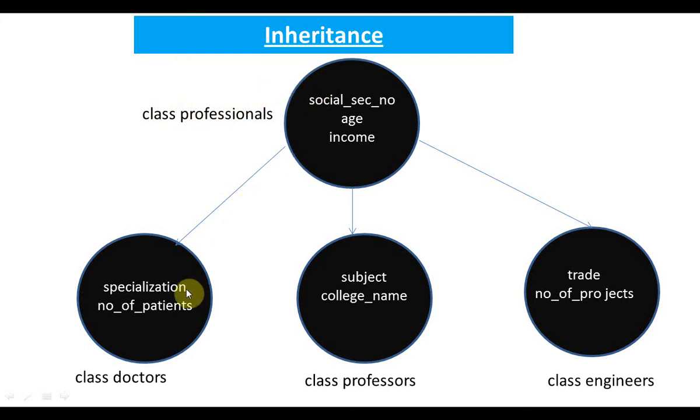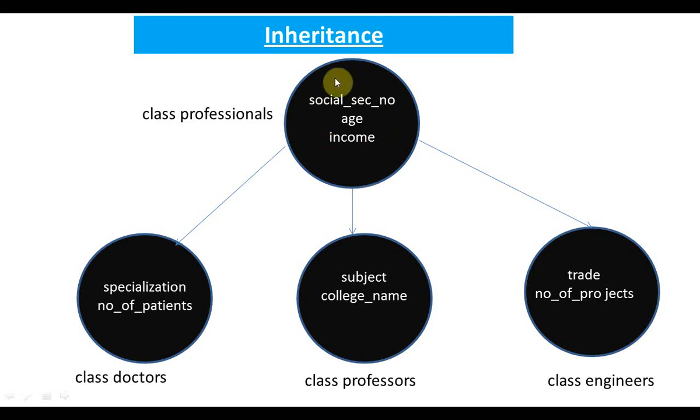Now I want to have a class doctors, a class professors, and class engineers. Class doctors has specialization and number of patients, class professors has this data: subject and college name, and class engineers has trade and number of projects, right? And whether the person is a doctor, professor, or engineer, irrespective of the profession, it is a must that we should have social security number, age, and income. That means these three data, social security number, age, and income, are going to be associated with all these classes: doctors, professors, and engineers.